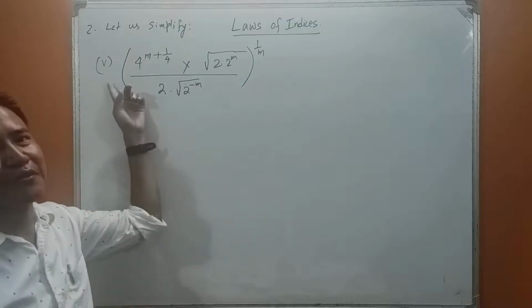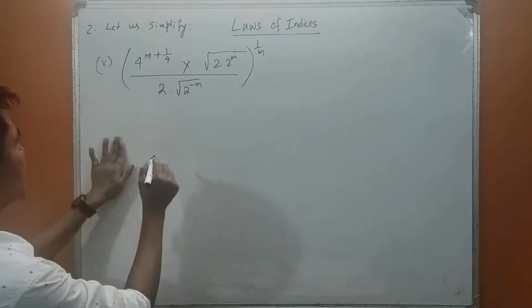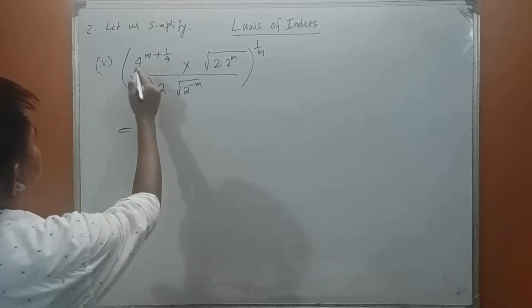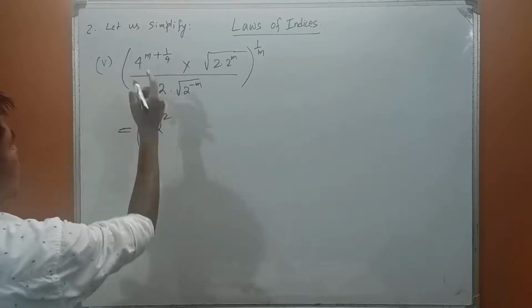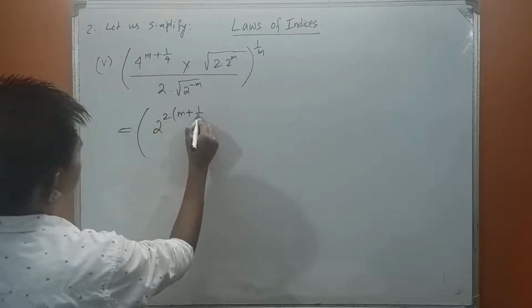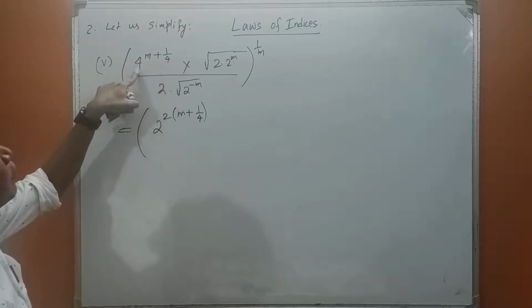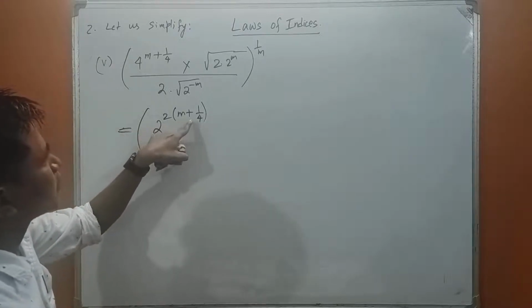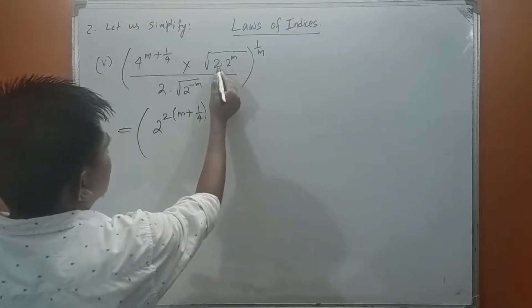Okay, now let us do question number 5 of 2, okay? Let us simplify this. 4 means 2 to the power 2, isn't it? 2 squared, into m plus 1 upon 4. This m plus 1 upon 4 is for 4. So, this 2 squared should multiply both the numbers. We must keep this in mind. Into, this can be written as 2 and 2.